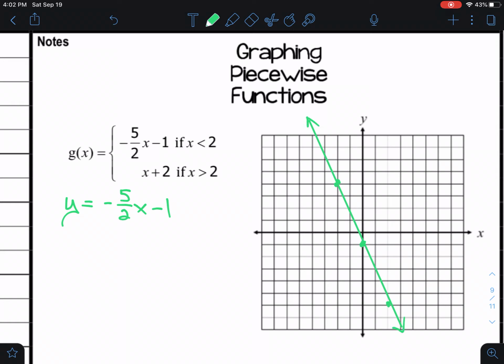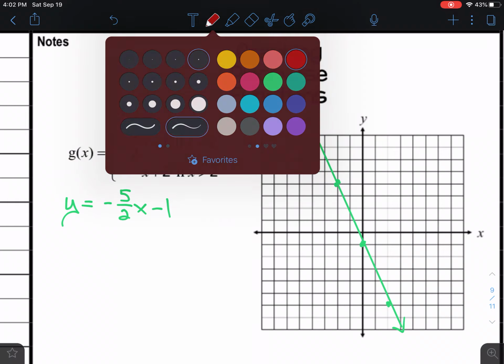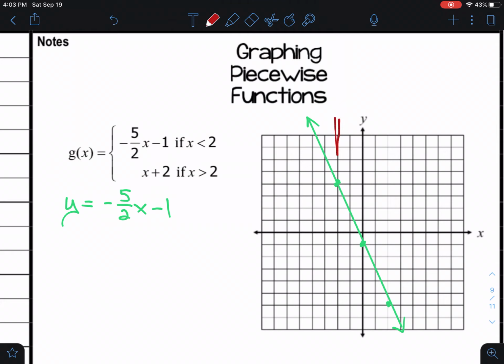I've got that. Now it says we're going to keep this when x is less than 2. So here's where x is 2, right? So I want to keep everything to the left of that line, and I'm going to get rid of everything to the right. Get rid of this. It's less than, so I need to make that an open circle. Okay, so that's that part.